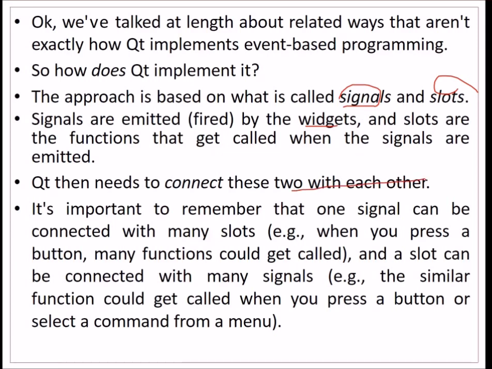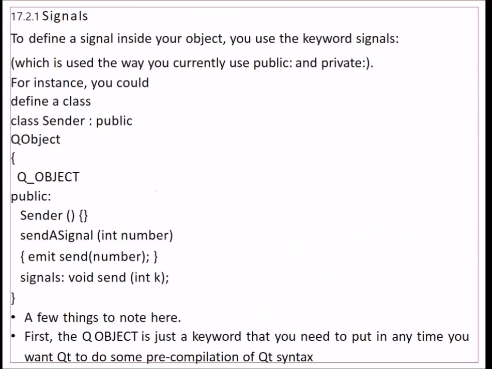It's important to consider that one signal can be connected to many slots. Just take an example, when you press a button, many functions could get called. And a slot can be connected to many signals as well. Just consider that a similar function could get called when you press a button or any other widget. So to define a signal inside your object, you use the keyword signal.